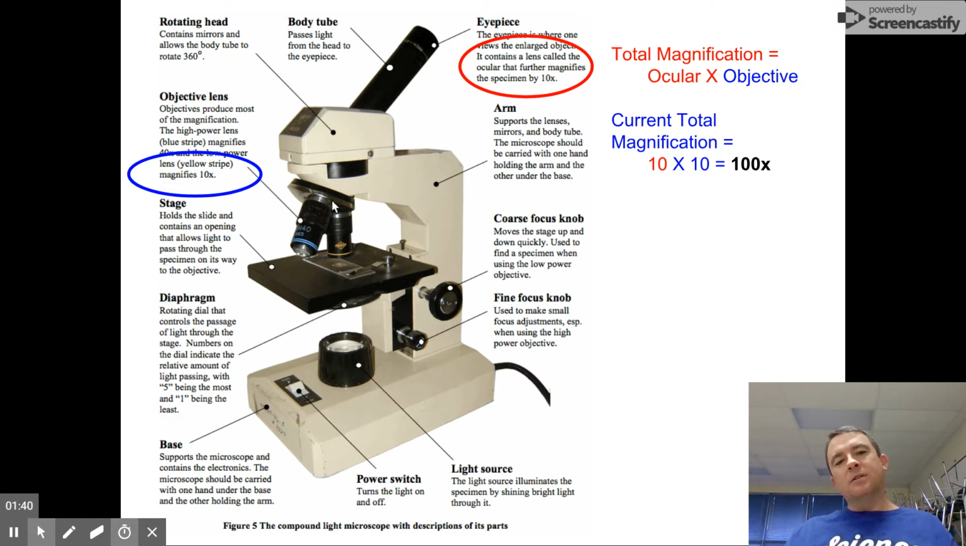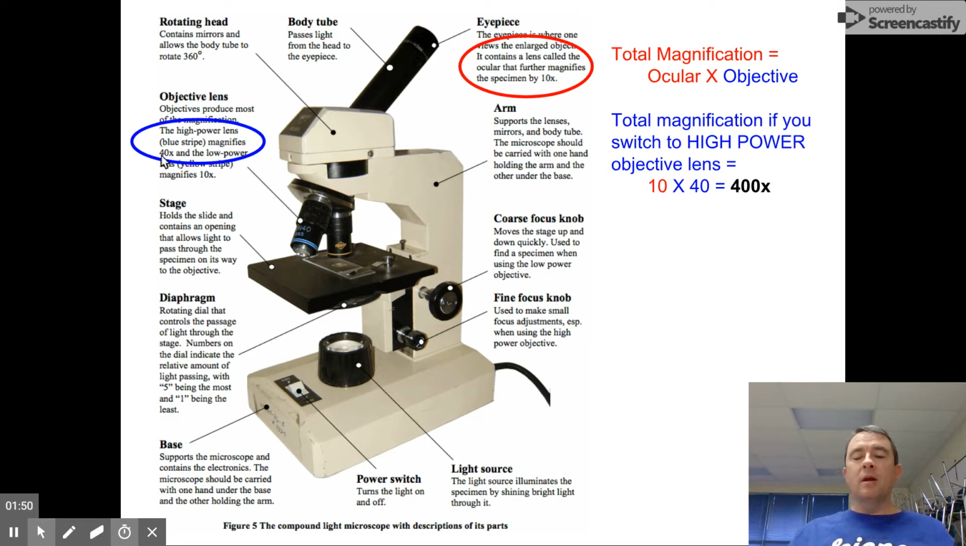Now, if I was to take this nose piece and rotate it around so that the high power lens was clicked into place, it has a magnification of 40. It's longer and has a greater magnification. The eyepiece still has a magnification of 10, so that's 10 times 40, which gives me a total magnification of 400. Every microscope is different, but the way you calculate total magnification is always the same. You multiply the ocular magnification times the objective lens and get the total.